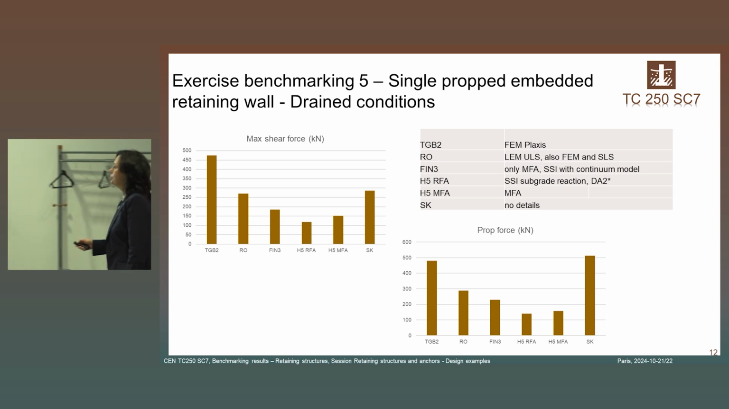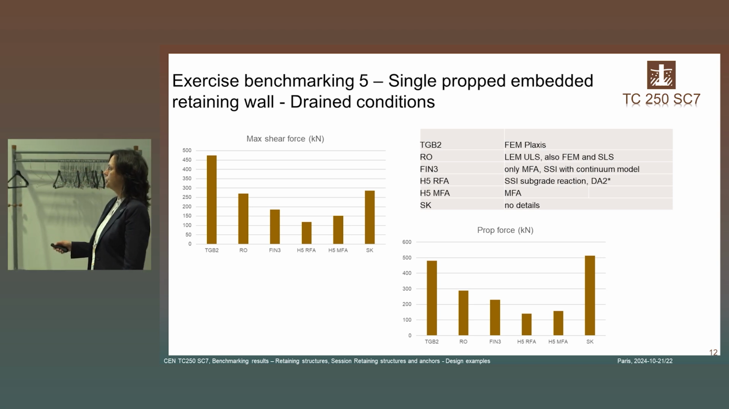You can see here the maximum shear force. Again, TGB2 is the maximum value. And for the prop force, however, Slovakia is given a higher value than TGB2 and all the others smaller.